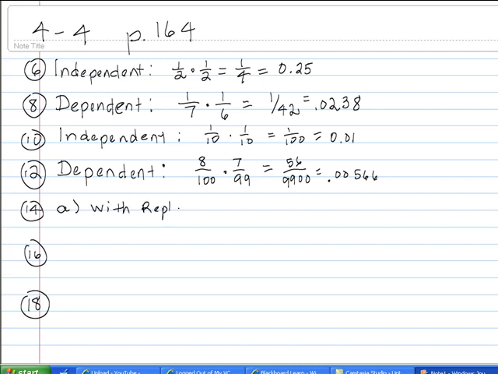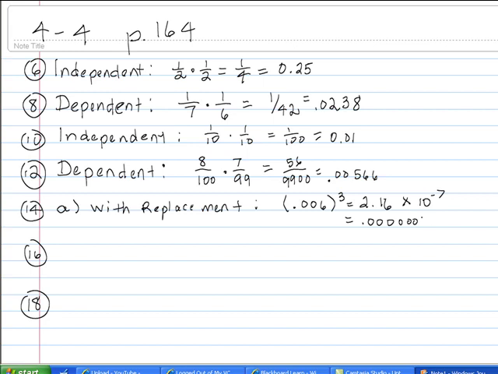So 6 out of 1,000, or 0.006 to the third gives us 2.16 times 10 to the negative 7. So we need 6 zeros. We're moving our decimal point 7 places to the left. And then our 216. And it would be unlikely. That's a very small probability, way less than 0.05.